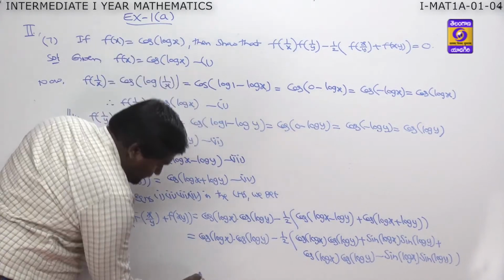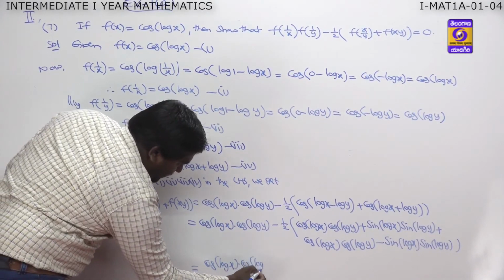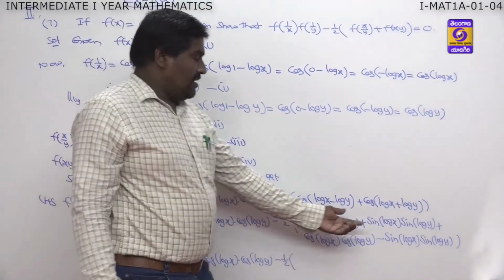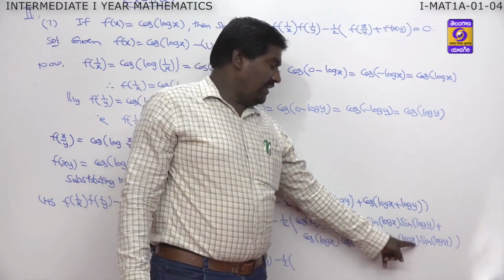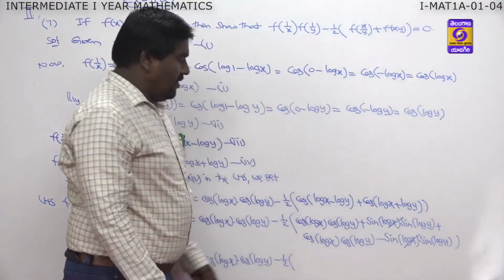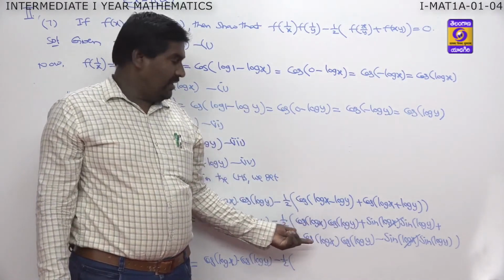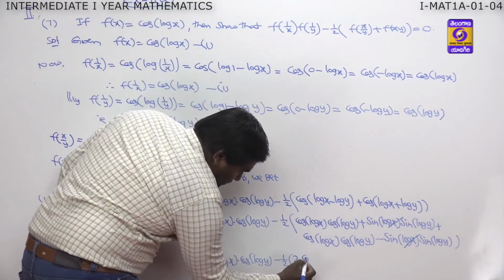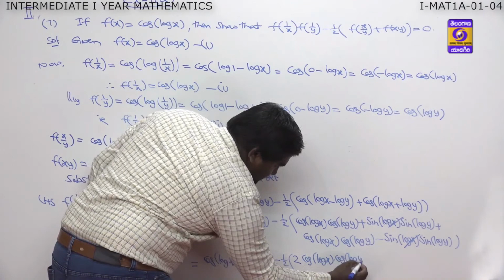It is equals to cos of log x into cos of log y minus 1 by 2 into here sin of log x into sin of log y having plus sin of log x sin of log y with minus. So these two just cancels. We left with cos of log x cos of log y twice. ఇక్కడ cos of log x cos of log y లు రెండు ఉన్నాయి. It is 2 into cos of log x into cos of log y.